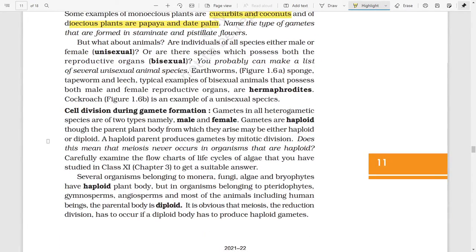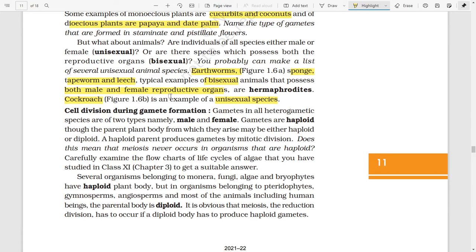What about animals? Are individuals of all animal species either male or female, or are there species which possess both reproductive organs? You probably can make a list of several unisexual animal species. Earthworm, sponge, tapeworm, and leech are examples of bisexual animals that possess both male and female organs, which are also known as hermaphrodites. Cockroach is a unisexual species.